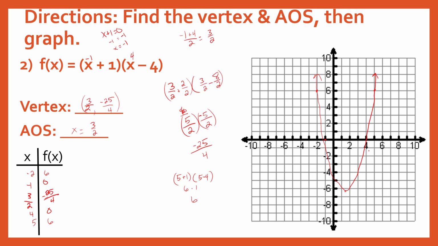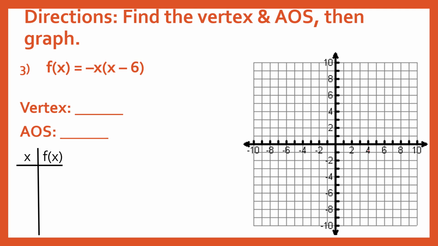Let's try another one. Find the vertex and axis of symmetry, then graph. So let's start with our first factor. Negative x is equal to 0. Well, it doesn't matter what number I put in for negative x, x will always be equal to 0 if x is 0. So one of my roots is 0. The other root, x minus 6 equals 0. Add 6, so x is equal to 6. There are our two roots.